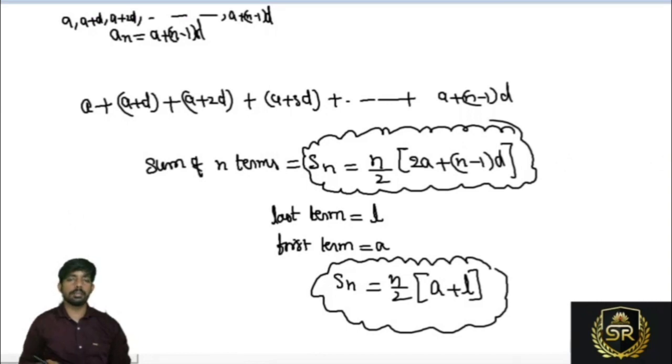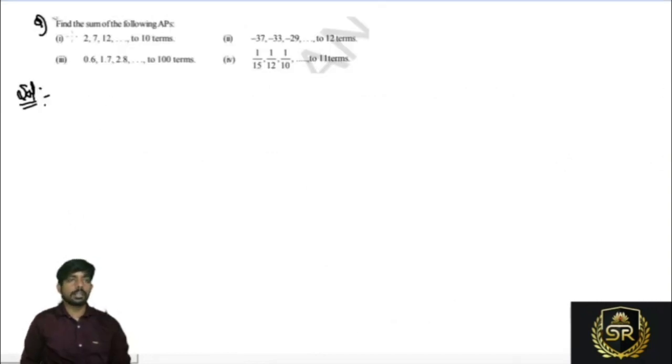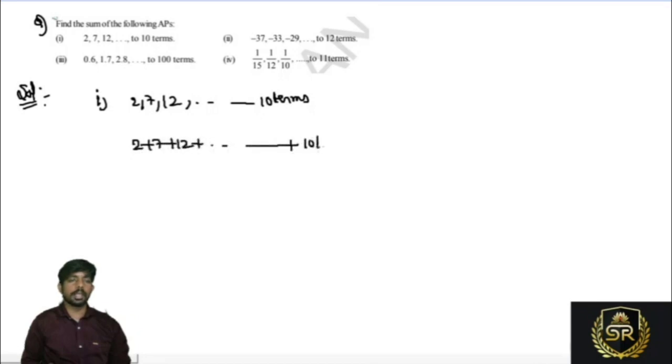Now we will start with the problems. Find the sum of the following APs. Here the sum of the series is asked. First problem: 2, 7, 12, and so on up to 10 terms. What is being asked in general? 2 plus 7 plus 12 plus, up to 10 terms, addition. If we add every number in the series, what is the sum?